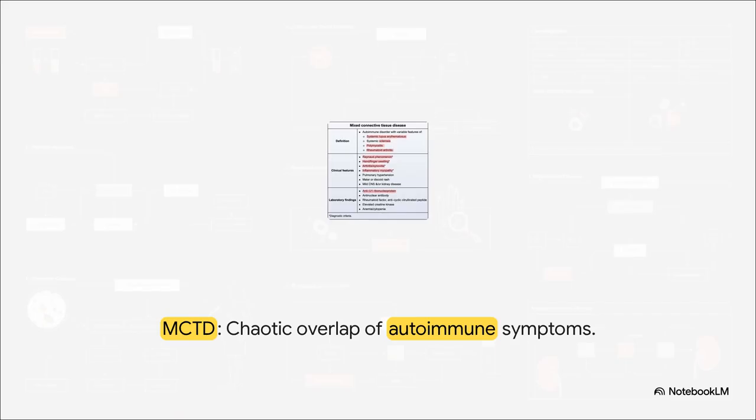Finally, what if a patient walks in with a really messy, confusing overlap of symptoms that just won't fit neatly into one box? You're likely looking at mixed connective tissue disease. It's this chaotic autoimmune blend of SLE, systemic sclerosis, and polymyositis. You'll see swollen, puffy hands, signs of inflammatory myopathy with elevated CK, pulmonary hypertension, arthritis, and the intense cold sensitivity of Raynaud's phenomenon.